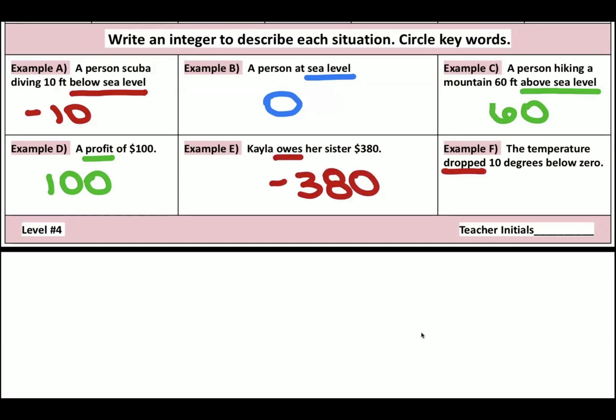And F, the temperature dropped 10 degrees below 0. There are multiple keywords there, and maybe some of the keywords aren't in your notes. So use context clues to figure out if they're positive or negative, and this would be -10. If your teacher wants you to, go ahead and check in with them, get their initials here, and then come back to the video for page 2.